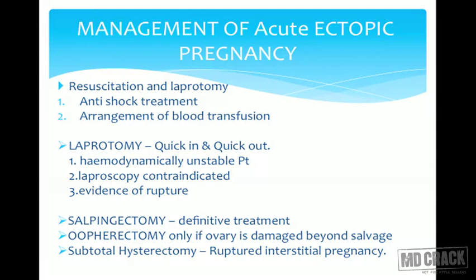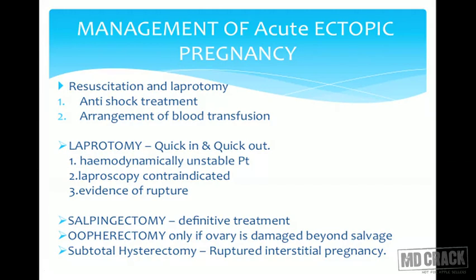Principle for laparotomy: quick in and quick out. You have to go in quick, stop the site of bleeding, because till you stop, whatsoever blood you are giving intravenously is not going to work because it's coming out from the other side. So quick in and quick out are the principle of the surgery in acute ruptured ectopic pregnancy. In a patient who is hemodynamically unstable, laparoscopy is contraindicated because it takes time. So laparotomy would be quick and much more helpful to the patient. If there is evidence of rupture, laparoscopy is contraindicated.